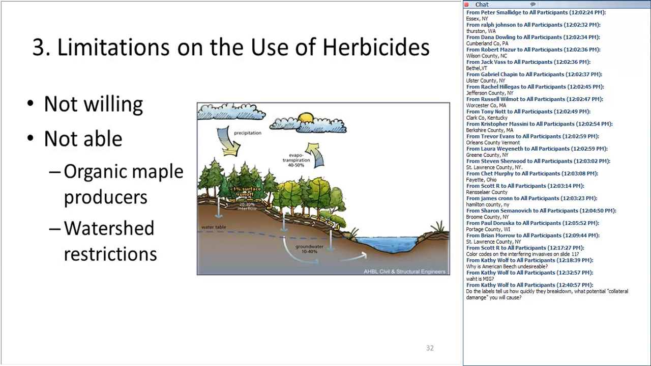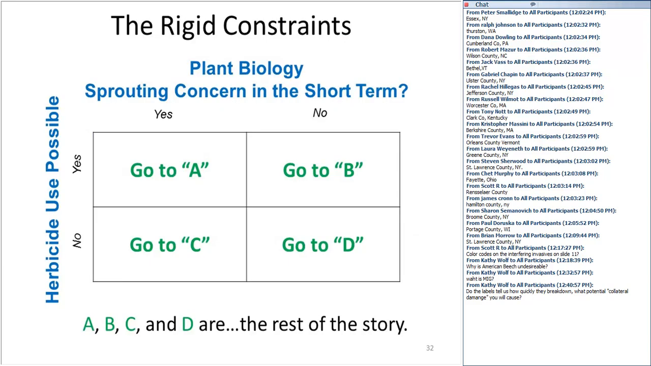So those are a couple of examples of where you would need to find mechanical organic methods. So when I think about the rigid constraints, I put those two as the rigid constraints. So we have plant biology, and specifically whether or not sprouting from the roots or sprouting from the stump is a concern in the short term. And then whether or not it's possible to use herbicides. So yes or no. So this again, two-way matrix of yes, no, dictates where you would go in terms of the types of treatments that would be considered for use.